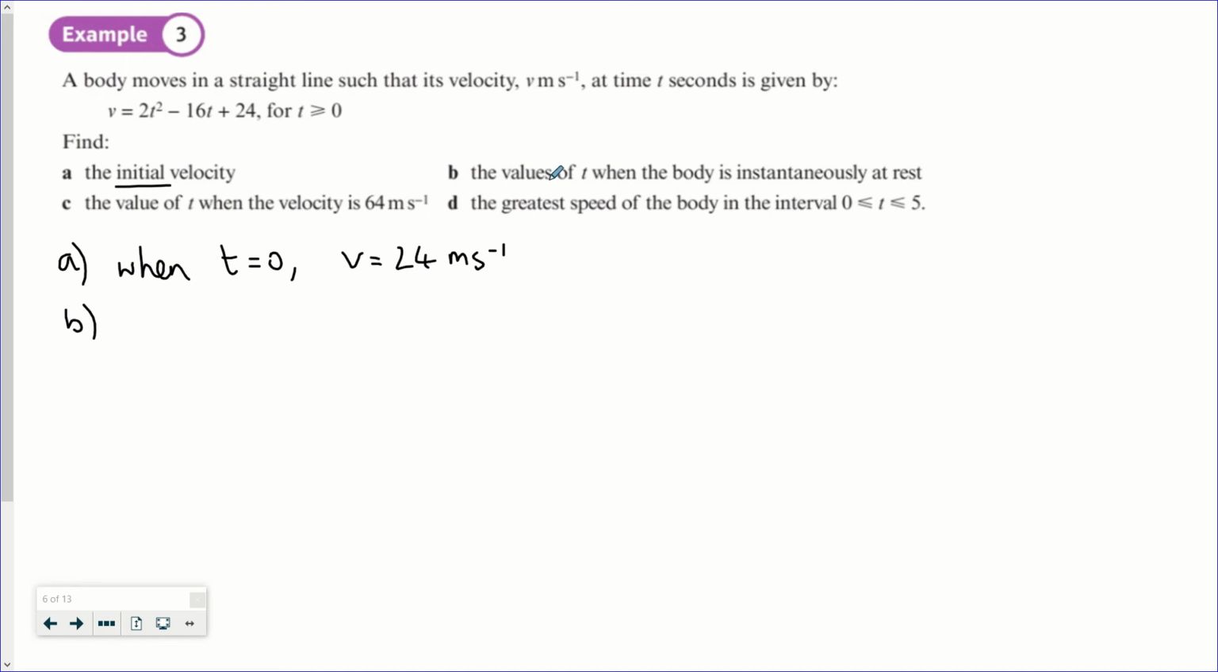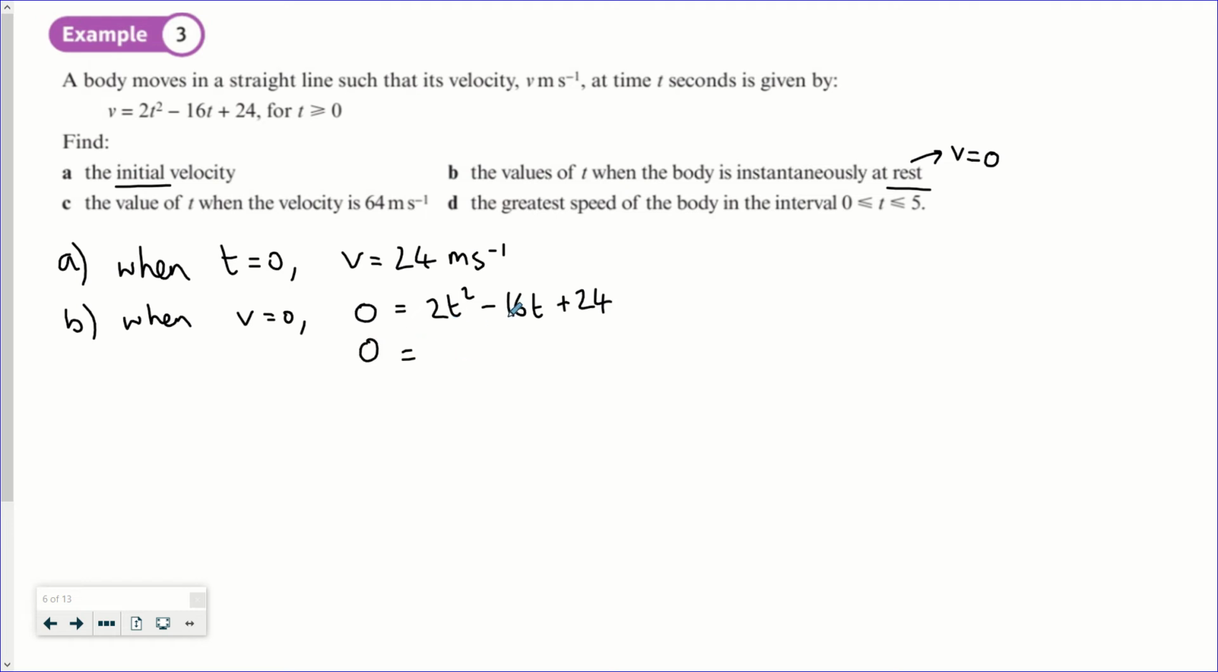Okay, in B, we're asked to find the value of t when the body is instantaneously at rest. So that word rest tells us that v equals 0. So we want to find out at what times velocity equals 0. So let's solve that. When v equals 0, we're going to get 0 equals 2t squared minus 16t plus 24. And we could use any method we want to solve this. I'm going to factorise it.